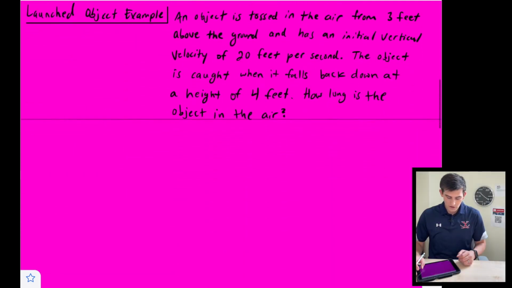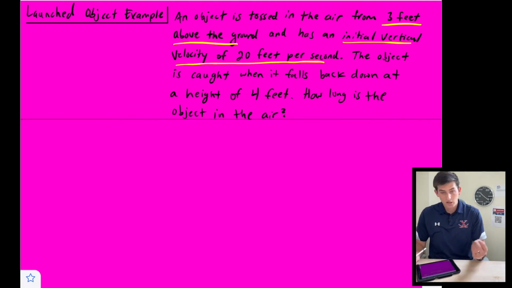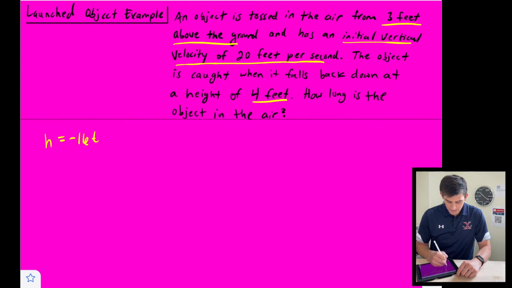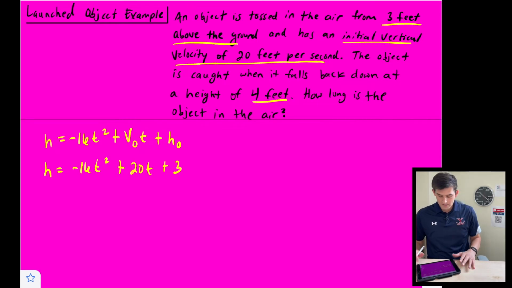All right, so now let's take a look at our launched object example. It says an object is tossed into the air, so our vertical velocity needs to be positive, from 3 feet above the ground, and has an initial vertical velocity of 20 feet per second. The object is caught when it falls back down at a height of 4 feet. How long is the object in the air? So we can write our equation, h is equal to negative 16t squared plus v sub o t plus h sub o. So negative 16t squared plus, our initial vertical velocity was 20, so 20t, and our initial height was 3.